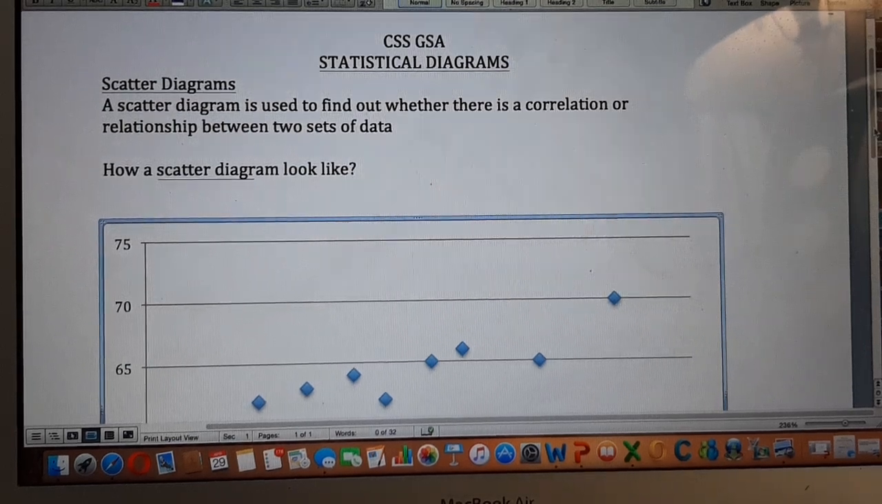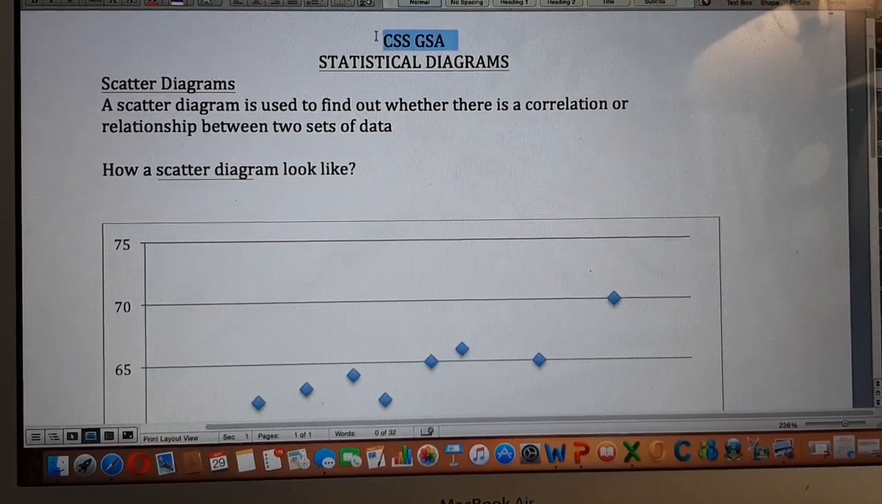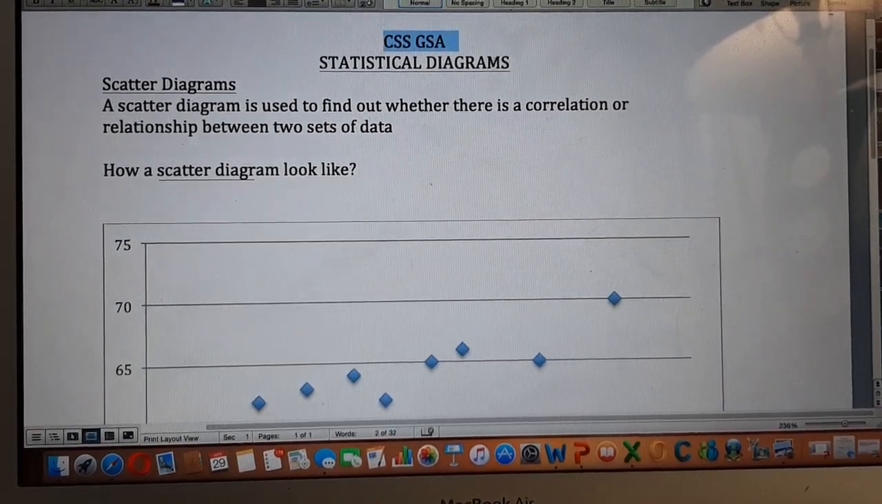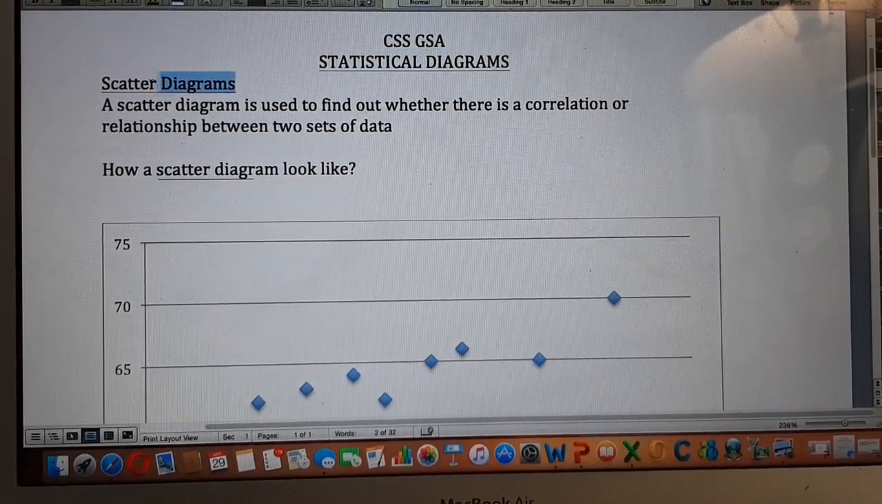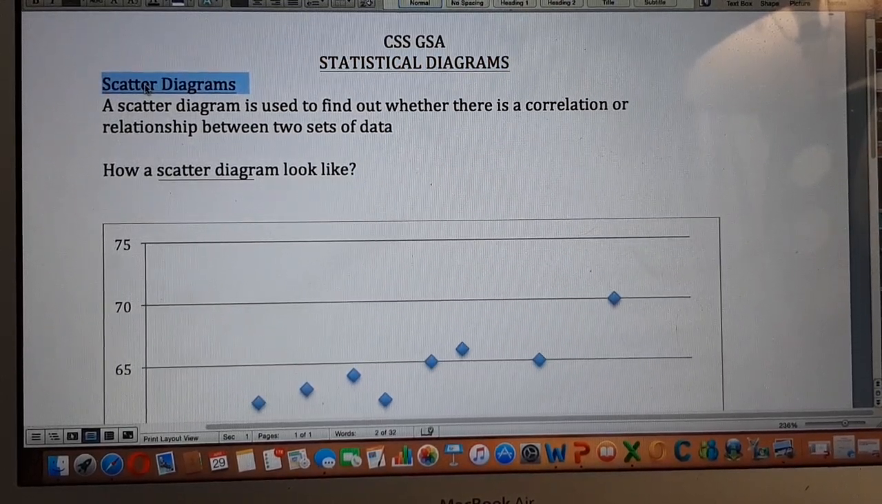Here in this lesson, lesson number 1 related to CSS GSA 2020 preparation, I am going to discuss a topic from statistical diagrams, and the topic will be scatter diagrams. We have different types of diagrams as far as representation of data is concerned: pie charts, bar charts, histogram, pictogram, scatter diagram. So I am going to discuss scatter diagram today.